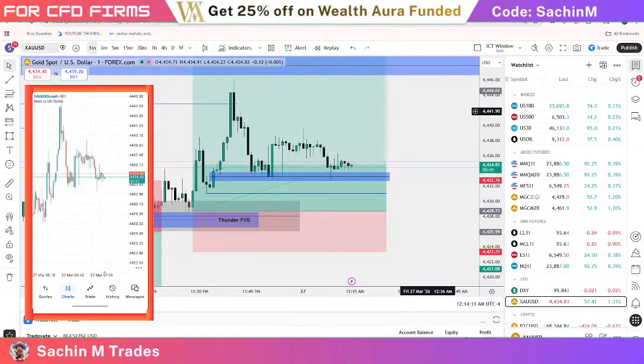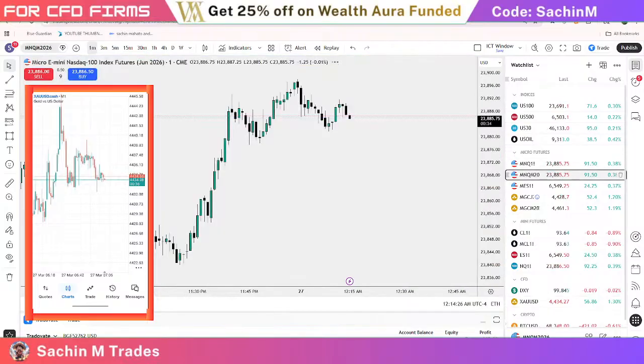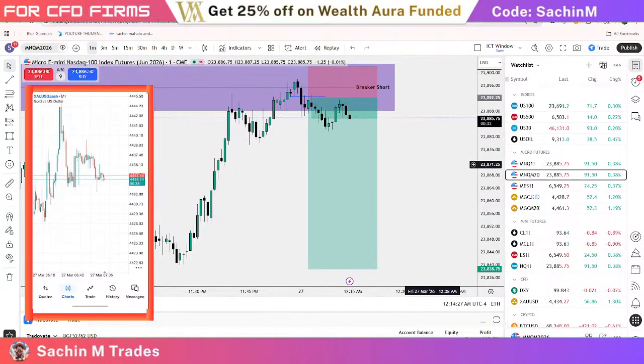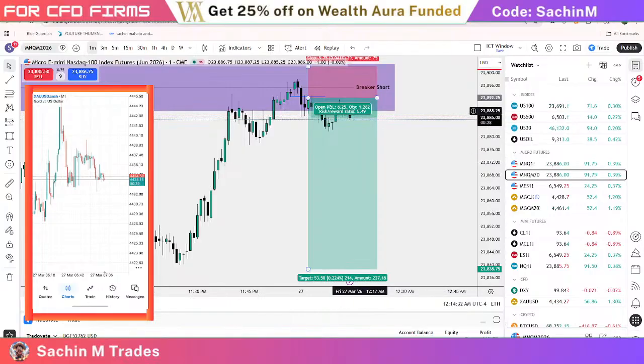So we are in a descending triangle right now. The market has converted the whole structure into a descending triangle, so we can expect the prices to move down because this is gold. Let's look at MNQ and see if it has respected our levels. It is respecting our levels right now, but it hasn't gone down yet.